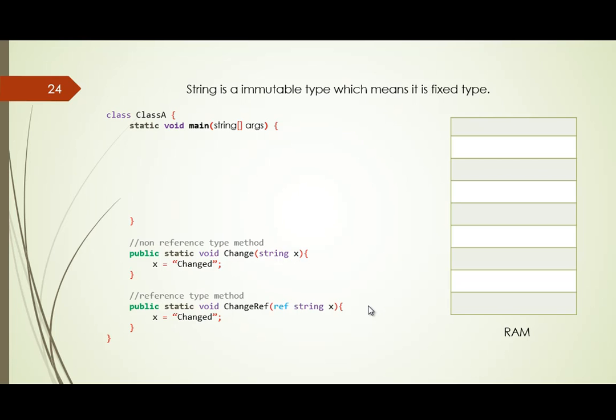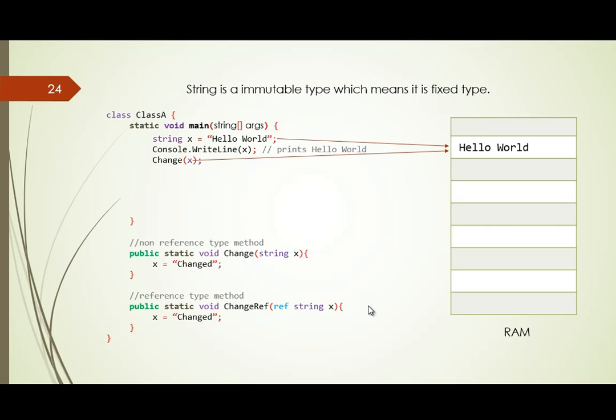Let's see in terms of memory what happens. When you say string x equals hello world, it really creates a new string in the memory, hello world. When you call console.writeline, it really prints the hello world from that memory heap. When you call change, it really passes the reference of the location into the function here.